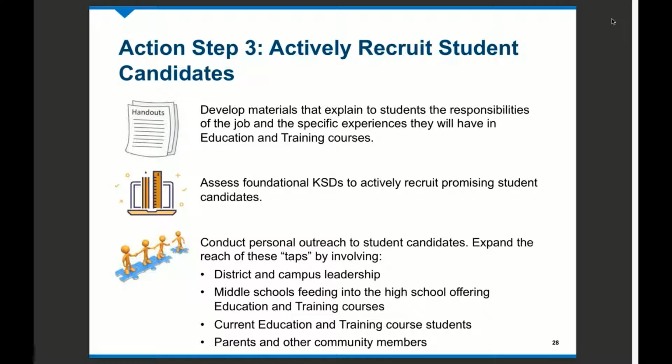The power of the personal touch cannot be understated when it comes to tapping individual teenagers and having substantive conversations with them one-on-one about enrolling in education and training courses. To expand the reach and increase the number of adults positioned to engage in this kind of proactive high-touch outreach and conversations, be sure to engage the district and campus leadership, and middle schools that feed into the high school where the education and training programs are being offered. Involve students in the education and training courses. They can be the best peer-to-peer and near-peer ambassadors for the program since they are so trusted. And involve parents and other community members.